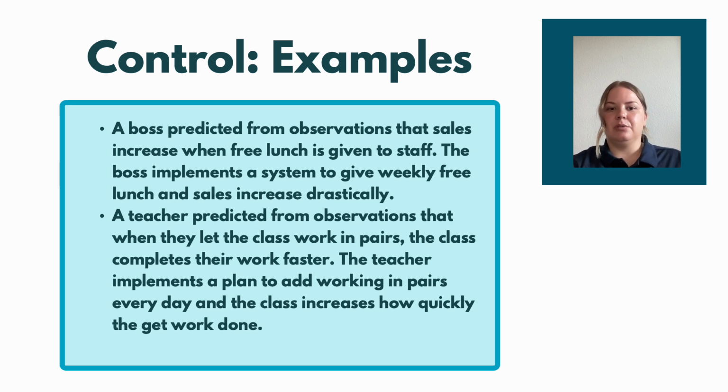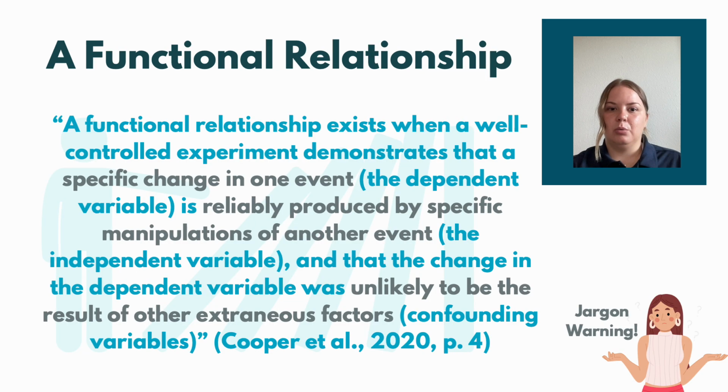A teacher predicted from observations that when they let the class work in pairs, the class completes their work faster. The teacher implements a plan to add working in pairs every day, and the class increases how quickly they get the work done. Again, we're showing this functional relationship. We mentioned that control includes a functional relationship.